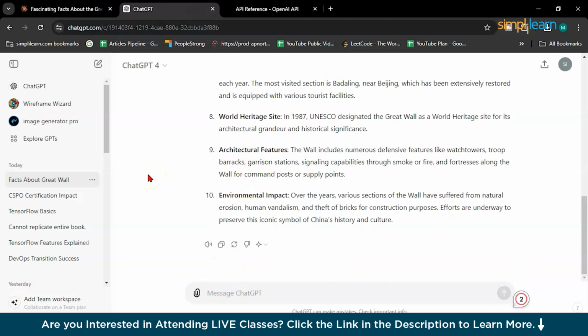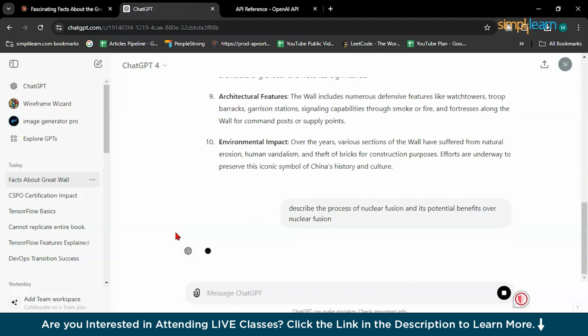Now let's move to our second category, which is complex scientific and technical prompts. So here first I will write: describe the process of nuclear fusion and its potential benefits over nuclear fission. Okay, press enter.